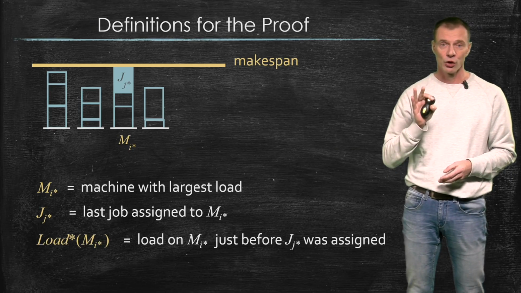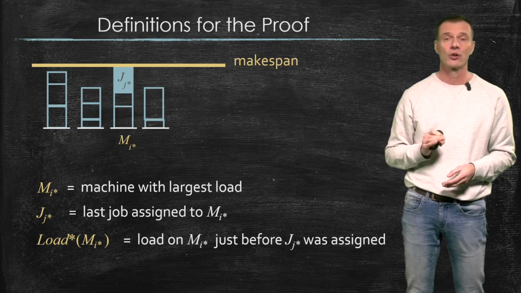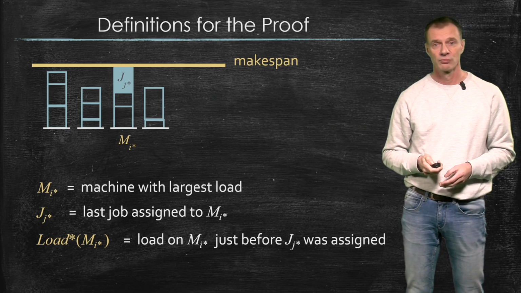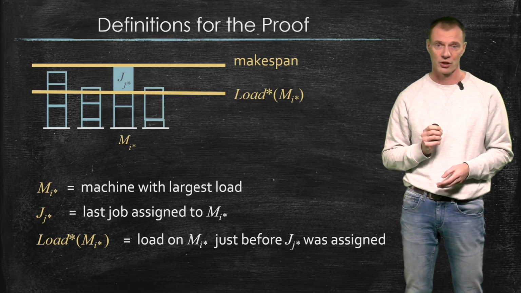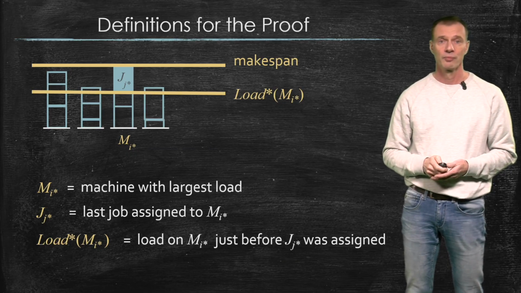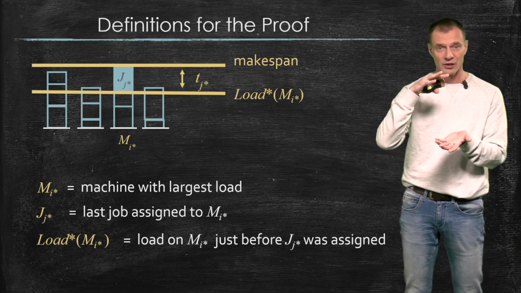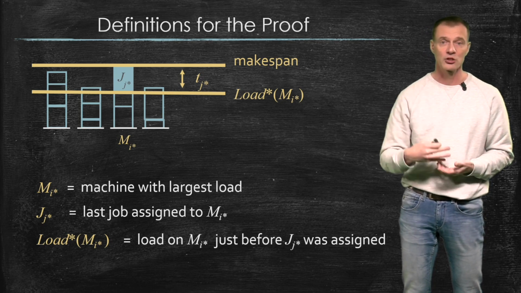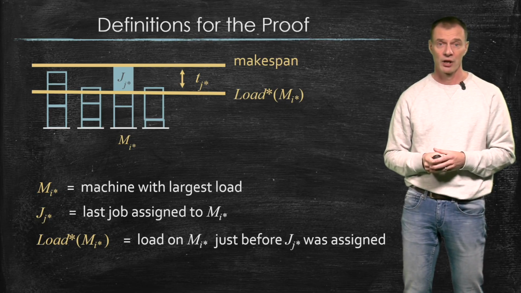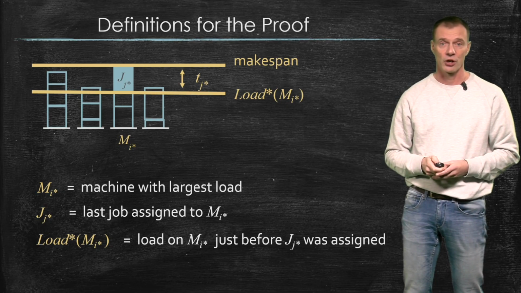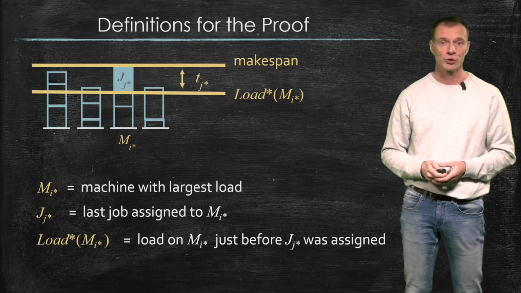And let me define load star to be the load of the machine just before this last job was assigned. Okay, so that's going to be this. This is load star of mi star. Obviously, if you look at the difference between this load star and the makespan, it was the last job assigned to that machine, so the difference is just the processing time of that job, t of j star.